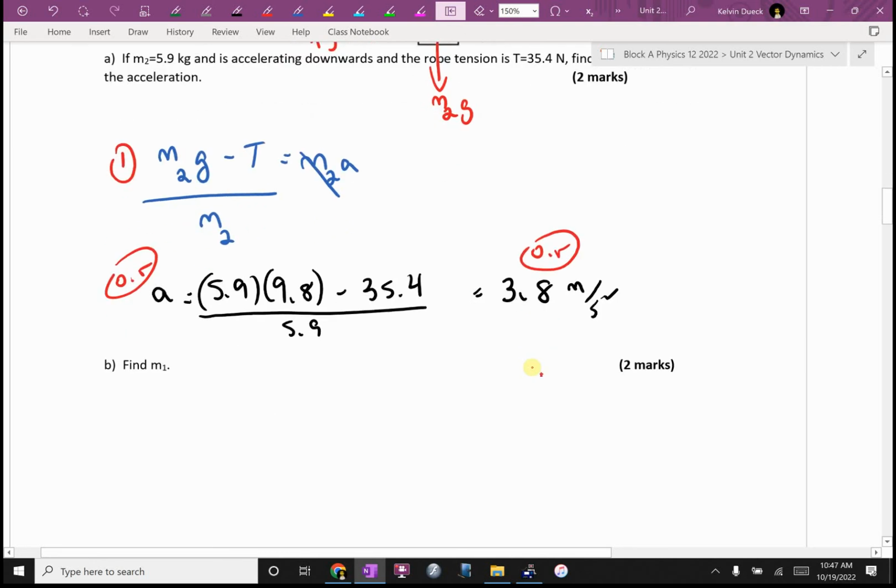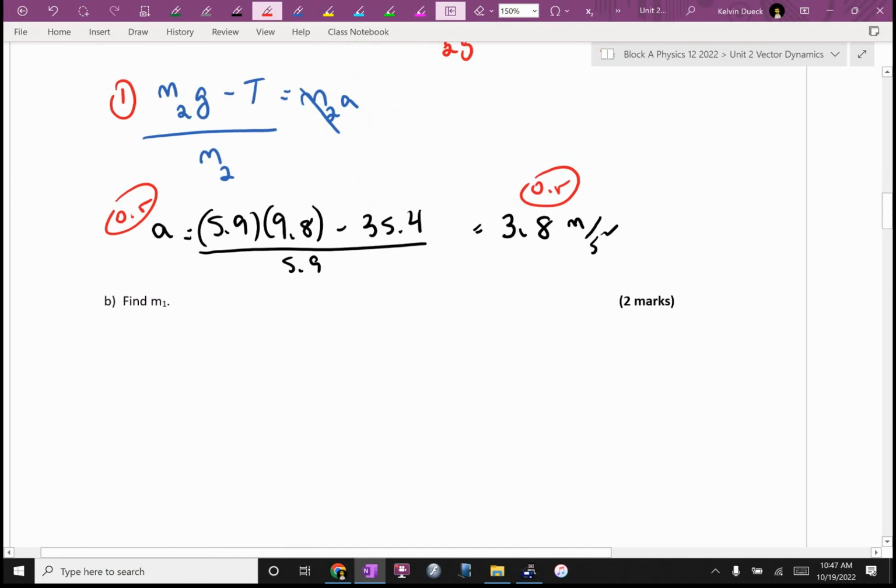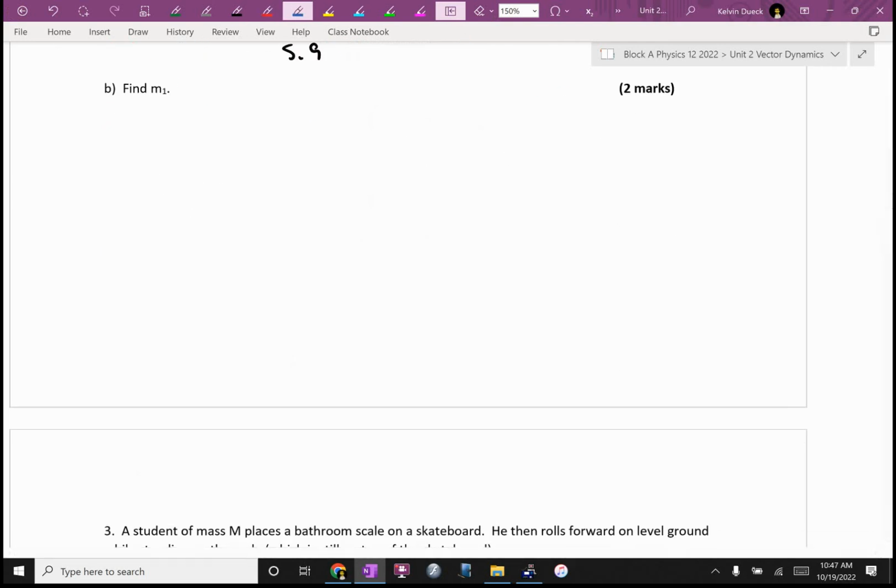Find M1. Now I'm going to write an equation for M1. Which way is M1 accelerating? Up. So Lena, which force here is winning if M1 is accelerating up? Which force is losing? This is going to be my equation. Tension minus M1G equals M1A.